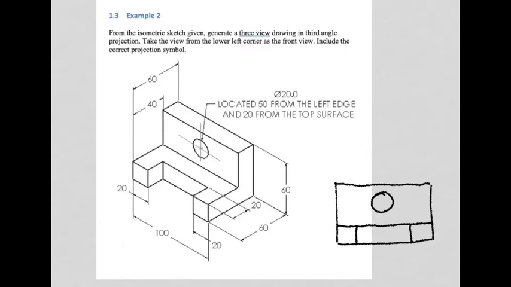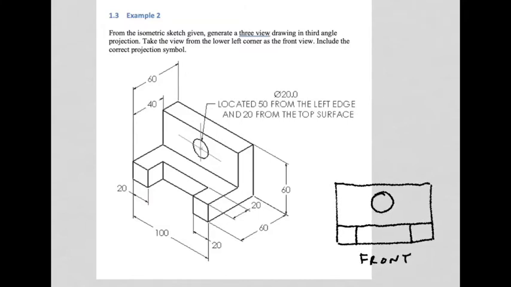Okay, now the big question is where to place that view in relation to the others. Well, we were told, first of all, that is the primary view. What did they call it? Let's have a look here. It says take the view from the lower left corner as the front view. Okay, so that's going to be the front view. So I'll even write front view for now, because that's our starting point. But now where do we place the other views?